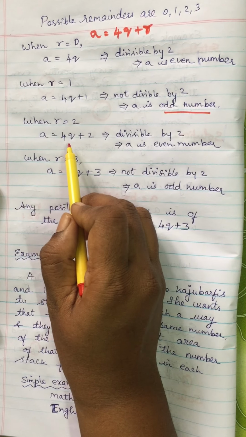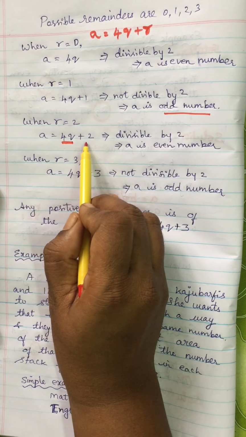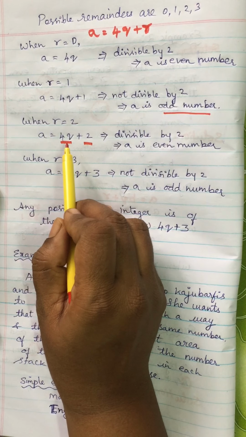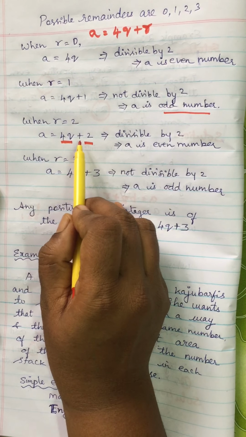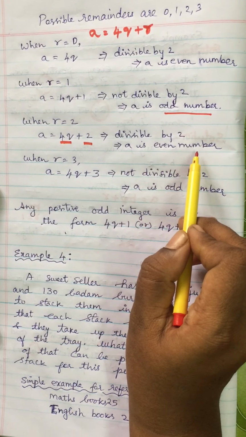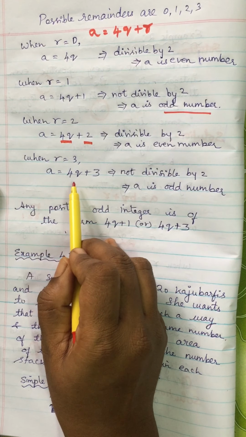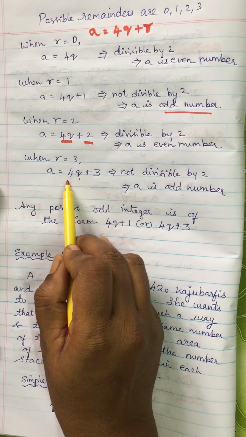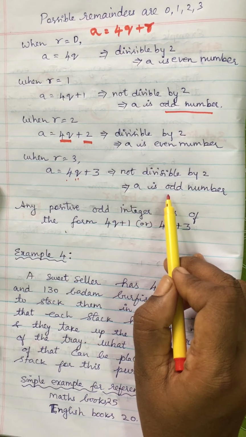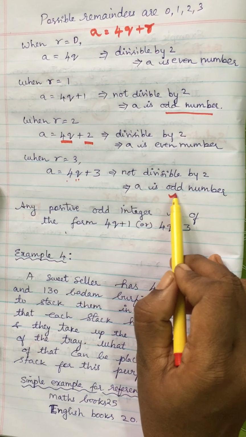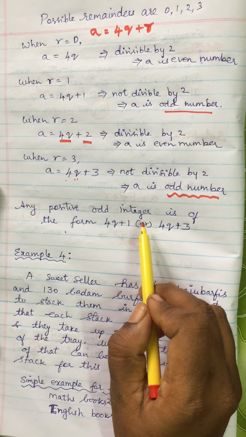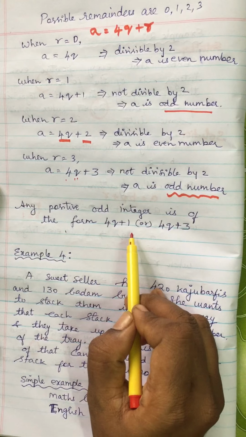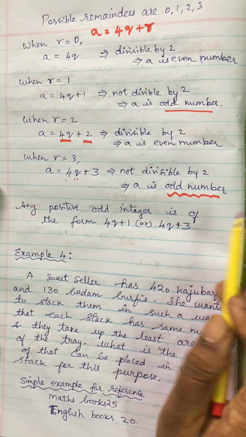Similarly, in 4q plus 2, this term also gets divided by 2, and this term also gets divided by 2. Since both terms can be divided by 2, you can call the number an even number. Similarly, if you go for 4q plus 3, 3 is an odd number, only 4q is even. When you add an even number and an odd number, you again get an odd number. So what is your question? Any positive odd integer is of the form 4q plus 1 or 4q plus 3, hence proved.